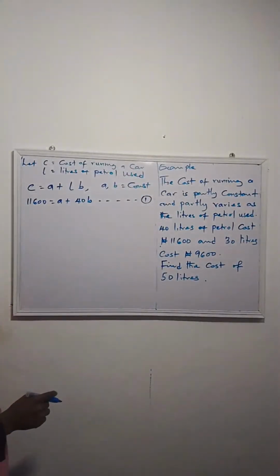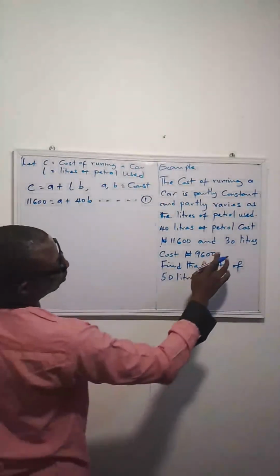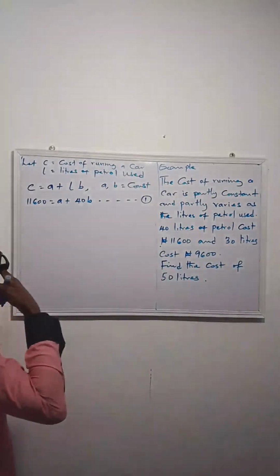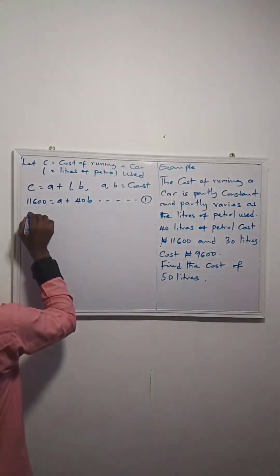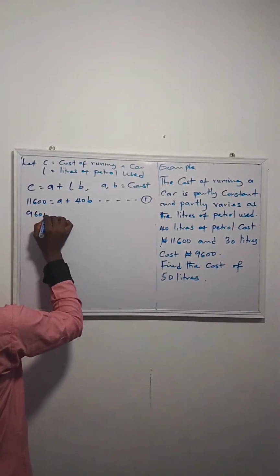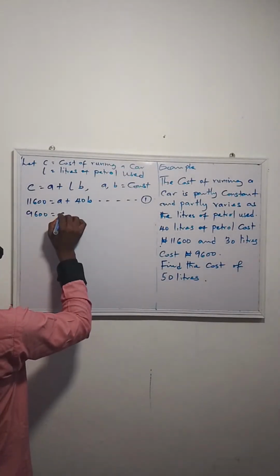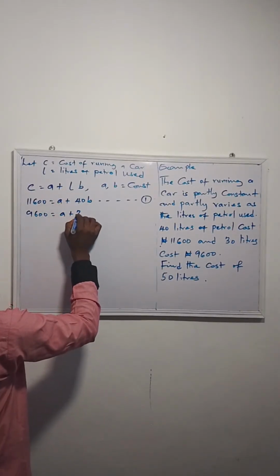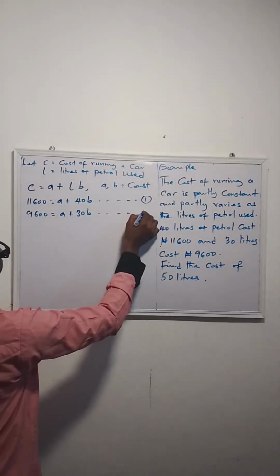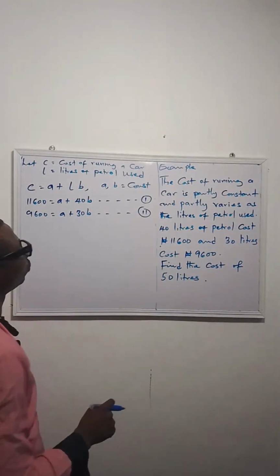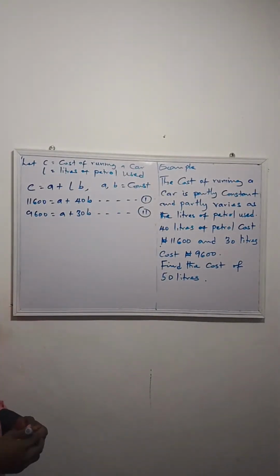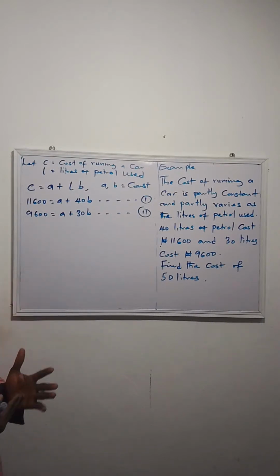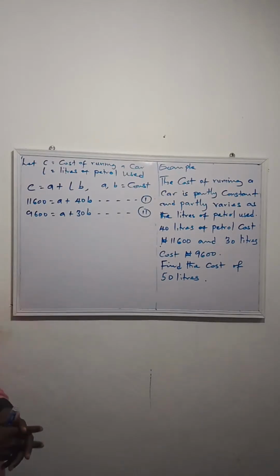Now let's look at it. We are also told that 30 liters cost 9,600. So we have 9,600 equals A plus liters, which is 30, B. We call this one equation 2. Now, I want to believe we all get that. So now, the next thing is to solve these two equations simultaneously.